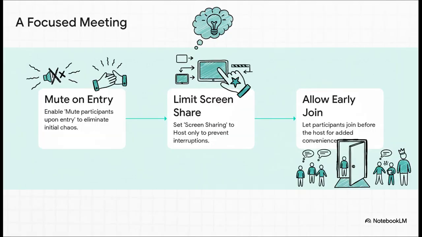Now, for three settings that are absolute game changers for a focused meeting. First, and trust me on this, enable mute participants upon entry. This one click eliminates that initial wave of chaos. It's a lifesaver. Second, set screen sharing to host only by default. This stops anyone from accidentally taking over your screen. Don't worry, you can always grant permission to specific people during the meeting. And finally, for convenience, I like to allow participants to join before the host. It lets the team gather and chat a bit before you officially kick things off.